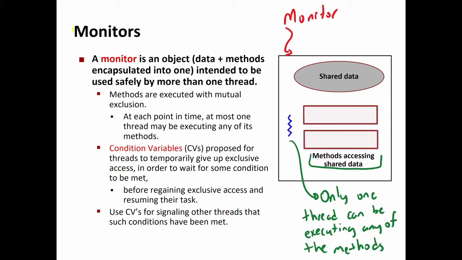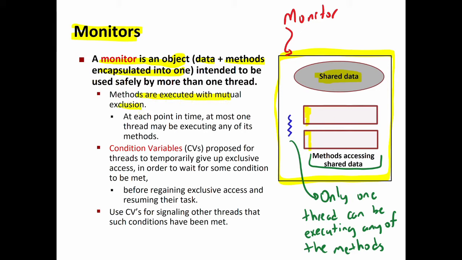We will be talking about monitors. A monitor extends the semaphore idea into a class. A monitor is essentially an object, or you can see it as a class with some data and methods encapsulated into one. This is our monitor, and we have some shared data we want to control access to, and some methods that access this shared data. A monitor ensures that the methods are executed with mutual exclusion.